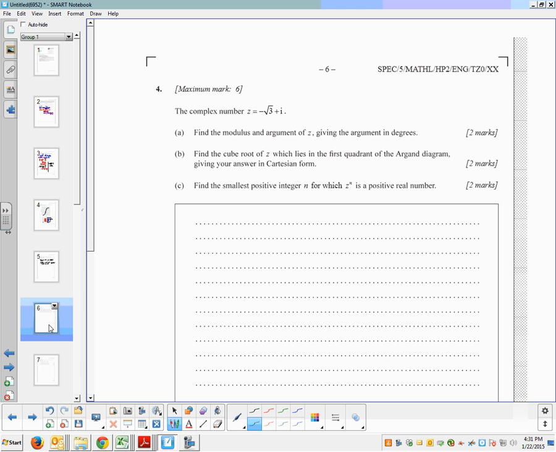So the modulus and argument of z, given the argument in degrees. Find the modulus and argument of z given the argument in degrees. So that bit you should be able to do anyway. Mod z is equal to the square root of root 3 squared plus 1 squared, which is the root of 10.